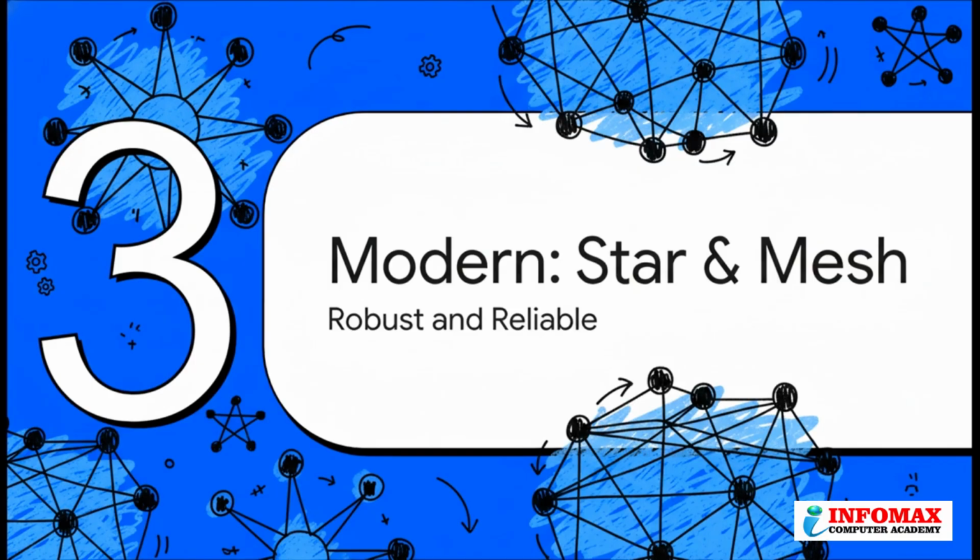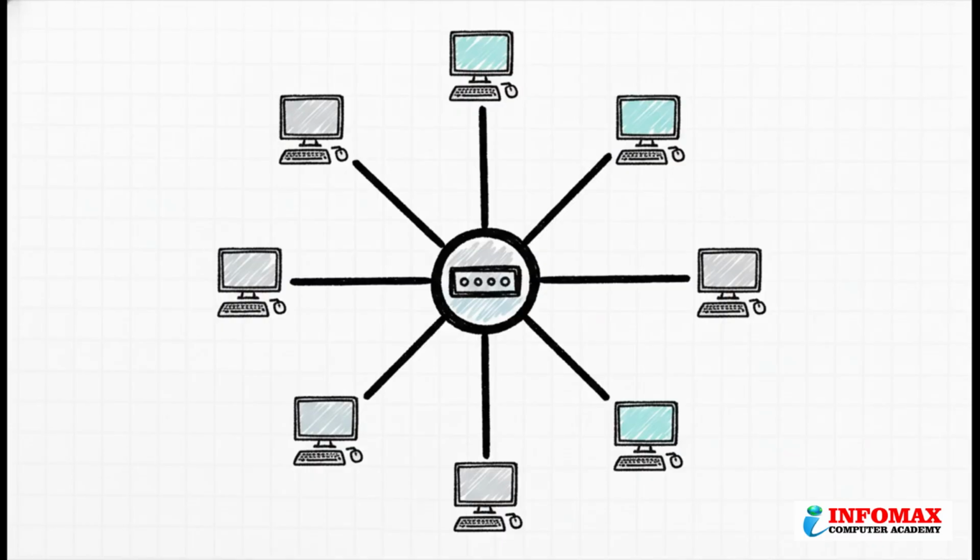And that brings us to the modern heavyweights, the star and the mesh topologies. Now, the star topology is probably the one you're using right now without even knowing it. Think about your Wi-Fi router at home. That's a perfect example. The best way to picture it is like a bicycle wheel. You've got that central hub and all the spokes connect directly to it. In a network, all the computers are the spokes, and they all connect to a central hub or a switch.